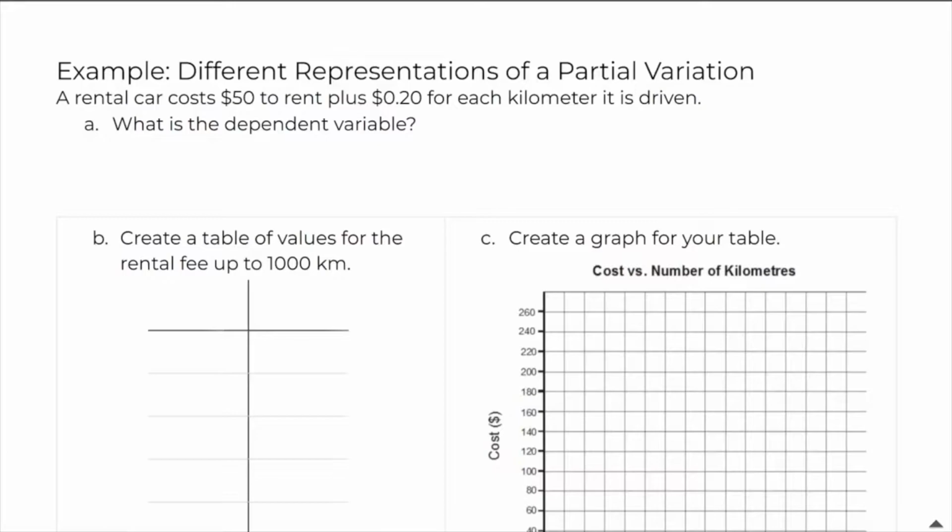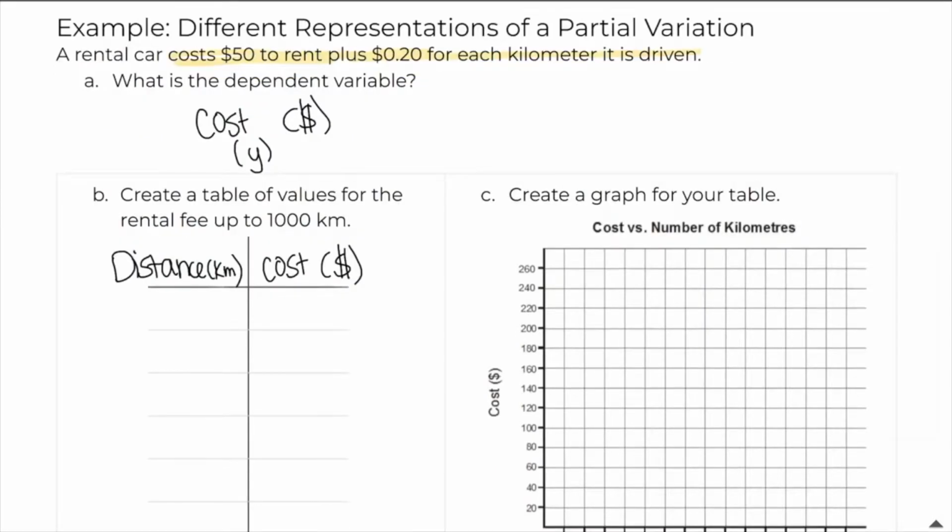So in our example here, it tells us that a rental car costs $50 to rent plus 20 cents for each kilometer it is driven. Okay, so we want to figure out what is the dependent variable. We're comparing the cost to the distance in kilometers. And we know that the cost depends on how far we go. So because the cost depends on the number of kilometers that are driven, the cost is the dependent variable. And because the cost is the dependent variable, it's going to be our y variable. So here we're going to put cost right here for y. And then the other variable is our distance, which is measured in kilometers.